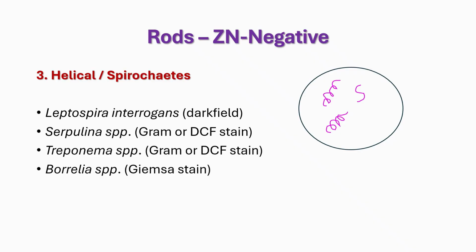The helical or spirochete bacteria include Leptospira, Treponema, Borrelia, and Serpulina. These are slender spiral-shaped organisms, often requiring special stains or dark field microscopy for their visualization. Serpulina and Treponema are visualized by gram staining and DCF stain. For Borrelia, you have to go for Giemsa stain. Leptospira is very thin, so it won't stain with the gram stain. So we have to go for dark field microscopy.